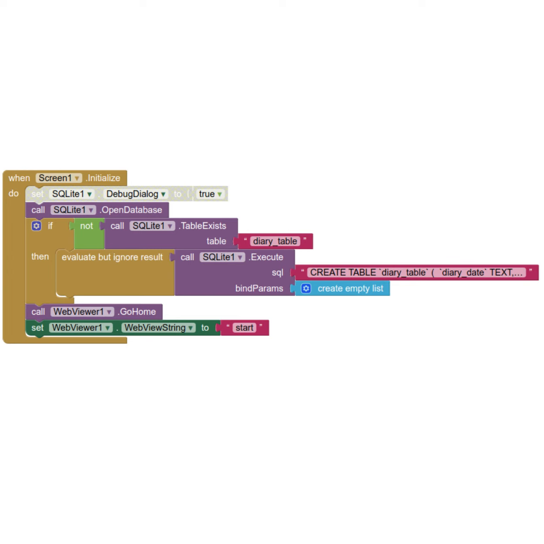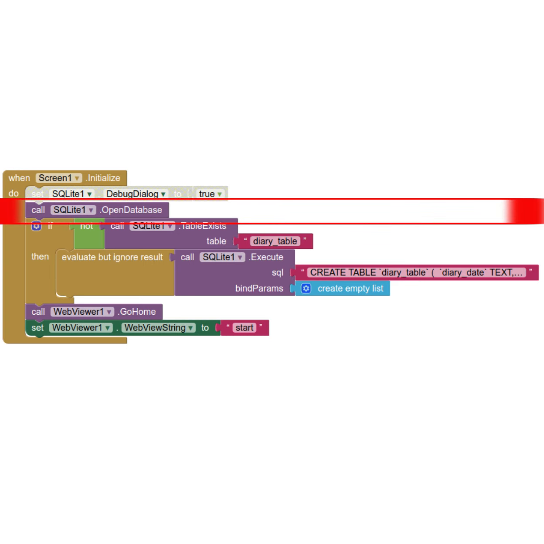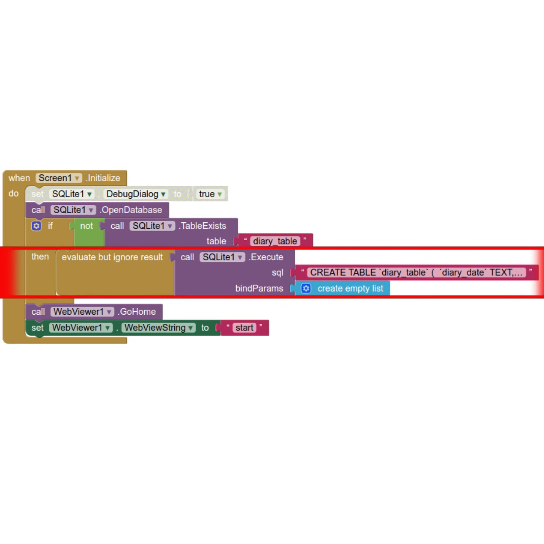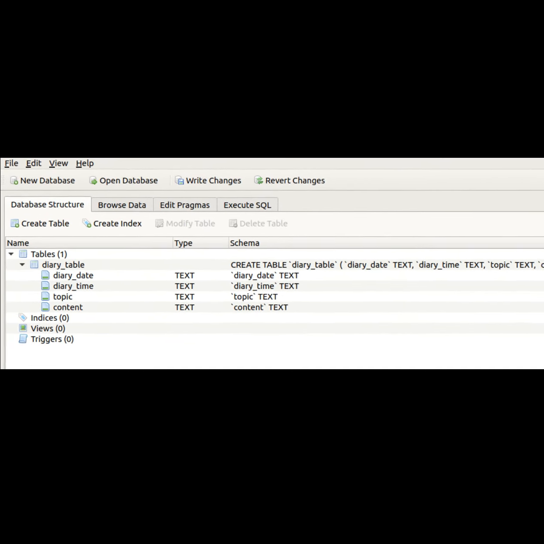To create an SQLite database or open the database if it already exists, we simply call SQLite1 Open Database. Then, if not call SQLite table exists table diary table, then call SQLite execute with the SQL statement to create our table.